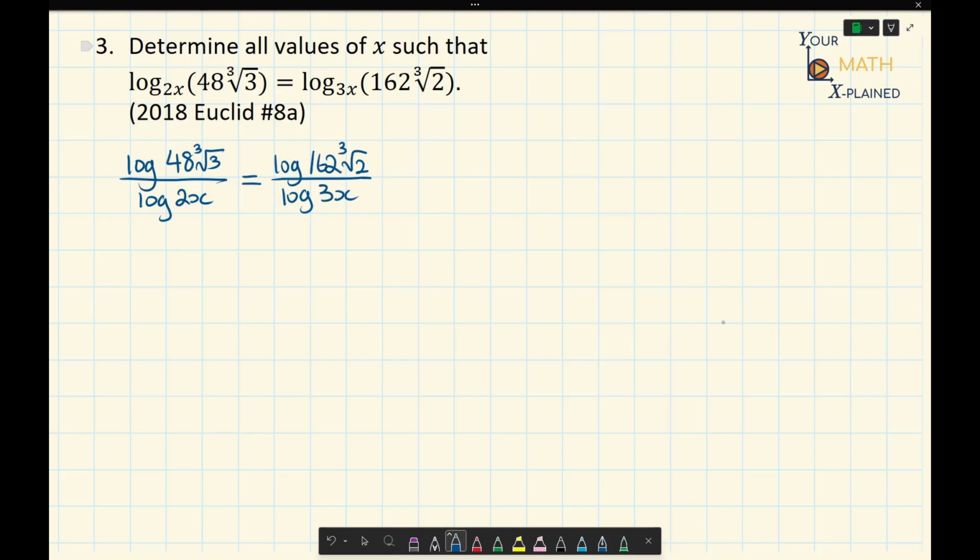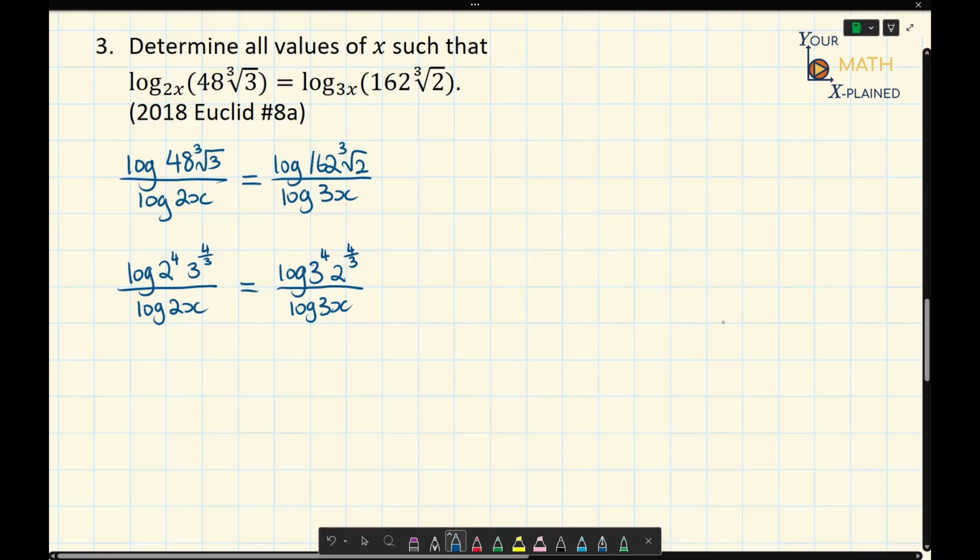So 48 times the cubic root of 3 can be written in terms of 2's and 3's. So we're going to get log of 2 to the power of 4 times 3 to the power of 4 over 3, over log of 2x. And doing the same thing on the right-hand side is going to give us log of 3 to the power of 4 times 2 to the power of 4 over 3, over log of 3x.